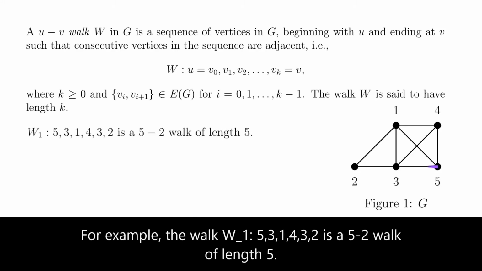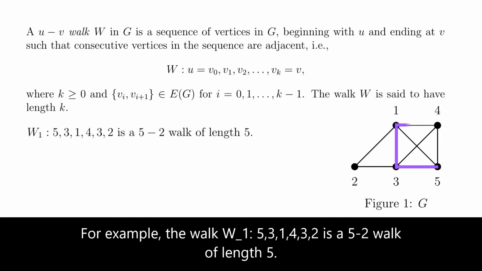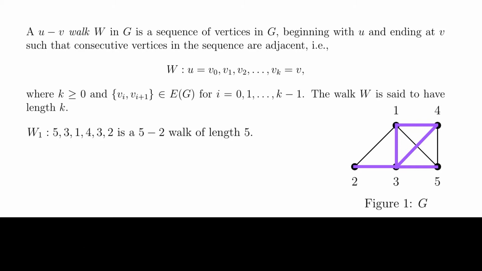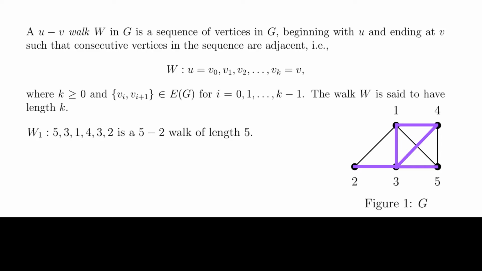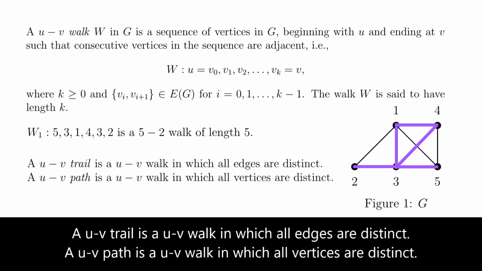For example, the walk W1, 5, 3, 1, 4, 3, 2 is a 5-2 walk of length 5. It seems that the walk W1 contains some unnecessary detour. Hence, the notions of a trail and a path are introduced to aid discussion of such redundancy in walks. A u-v trail is a u-v walk in which all edges are distinct. A u-v path is a u-v walk in which all vertices are distinct.